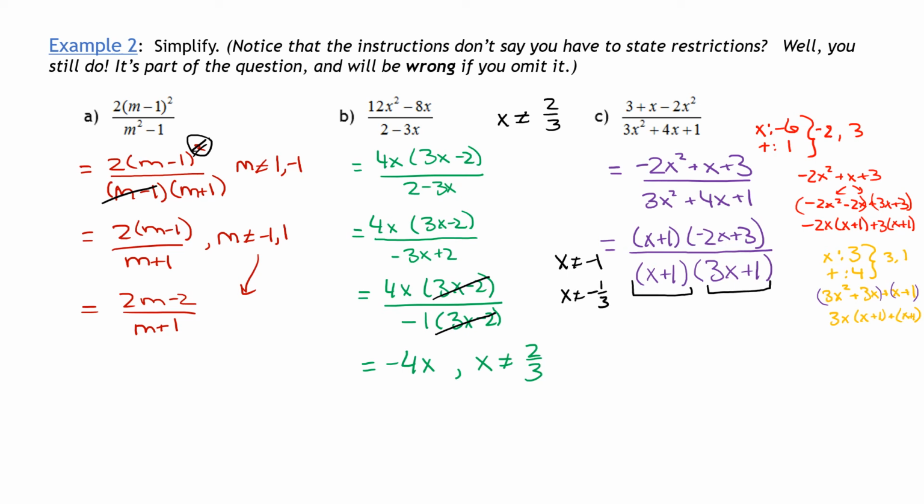Can we cancel? Yeah. We've got x plus 1. Exactly, the binomial matches exactly here. The other two binomials don't match at all. So my answer is going to be negative 2x plus 3 over 3x plus 1. And my restrictions, again, are x cannot equal, in low to high, negative 1, negative 1/3.